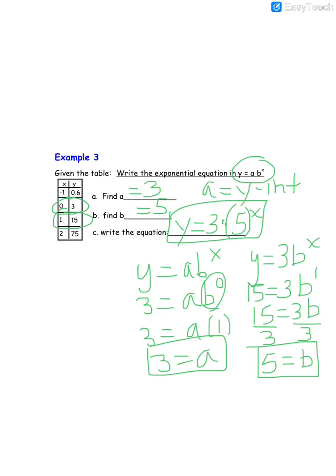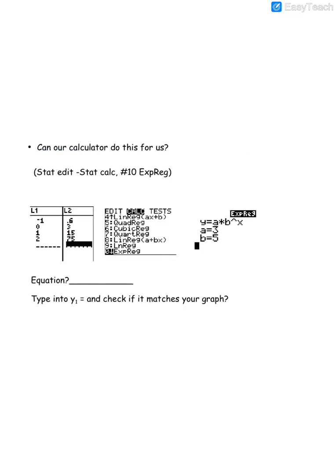All right, let's move on to the next one. So can your calculator do this for us? Okay, so there is something. Remember we used to do linear regression to get the equation? That was kind of cool. So there's actually something called exponential regression. So what that means is that I can take the numbers that we were given in the table. And again, I don't have to have a lot of numbers, but the more I have, the better off I am. All right, so what I'm going to do is I'm going to go into my stat edit, and I'm going to go into my L1s and L2s.